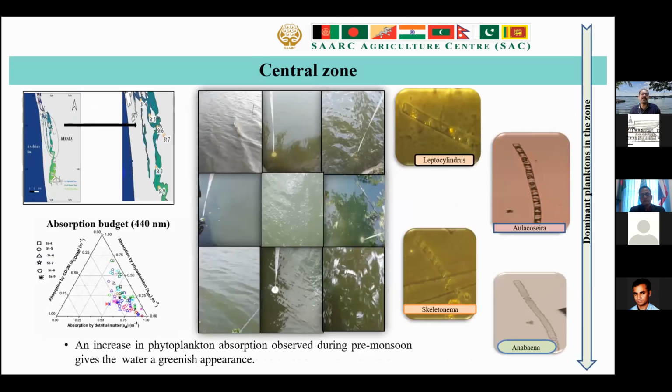When it comes to the central zone, it has more phytoplankton and related things because a lot of farming activity happens in and around the land area. So the fertilizers come to this area, and the domestic effluents from the residential locations also come to this area. So the central zone was slightly greenish in color.